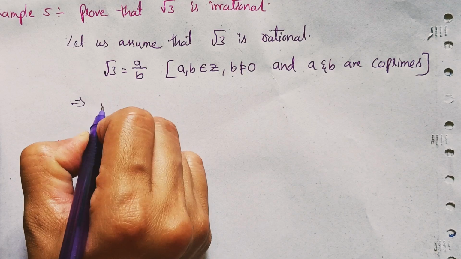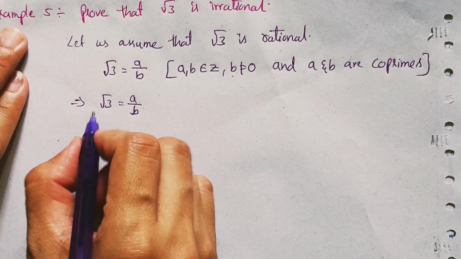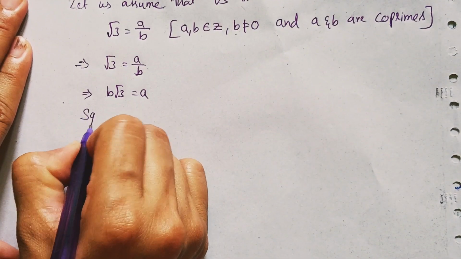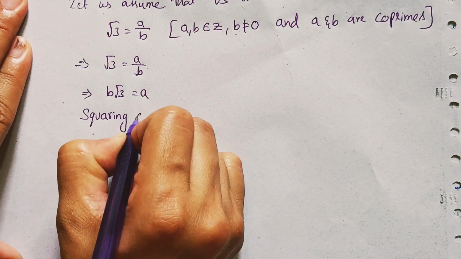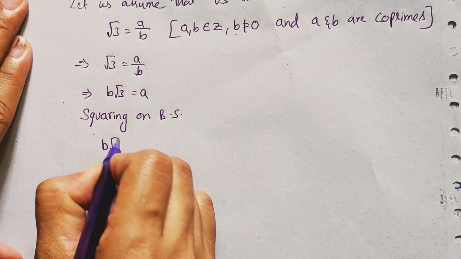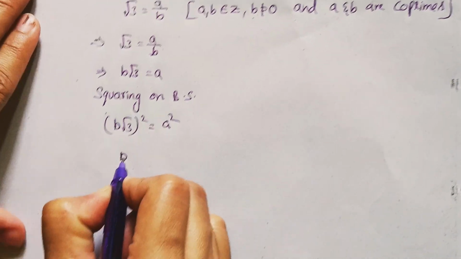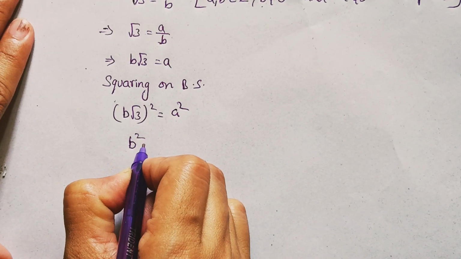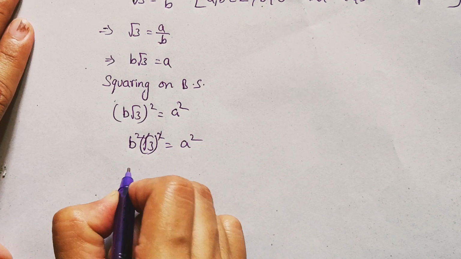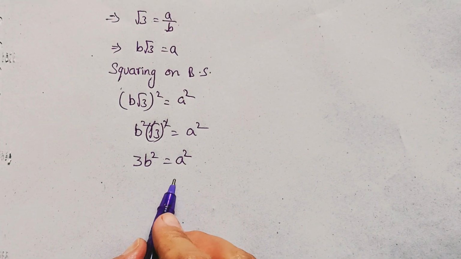Then see what happened. Root 3 equals A by B. If I take B to that side, it becomes B root 3 equals A. Now I am squaring both sides. Then B root 3 whole square equals A square, so B square into root 3 whole square equals A square. The square root gets cancelled. Then 3B square equals A square.